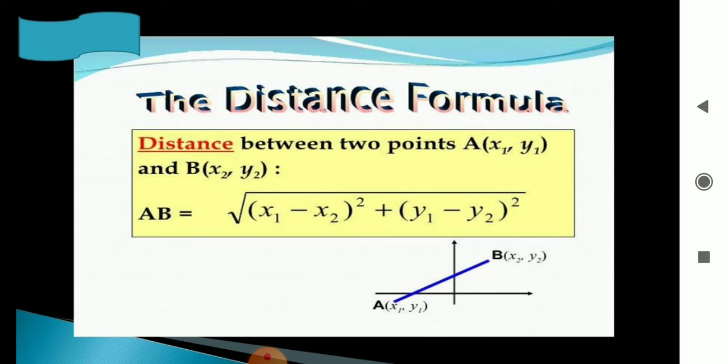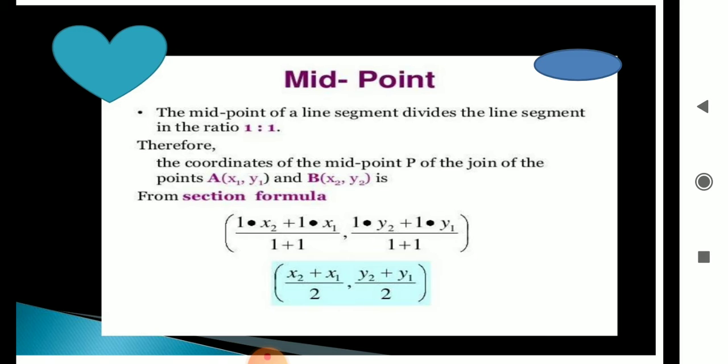Distance formula you are aware of, so you can see the figure also. In this figure there are 2 points given. This way also you can understand how you are getting the distance between these 2 points. And similarly, if any point is dividing a line in equal ratio, it means that it is a midpoint. So in that condition m1 and m2 will be 1.